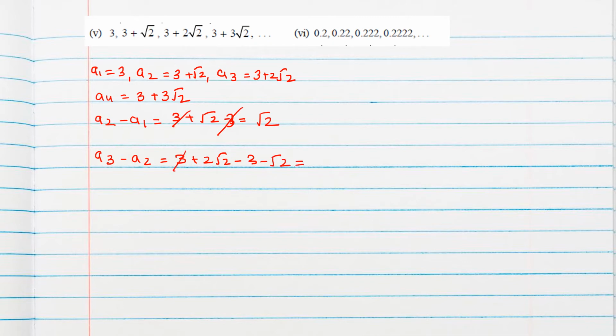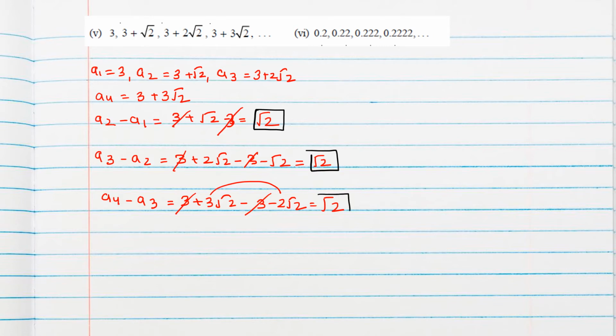Here also 3 minus 3 will go, 0. 2 root 2, and here 1 root 2. 2 minus 1, 1 root 2 will be left. Then a4 minus a3: 3 plus 3 root 2 minus 3 minus 2 root 2. 3 minus 3 will go, and here 3 minus 2 means 1 root 2. So here we can see the common difference is constant, root 2. That means this list of numbers forms an AP.